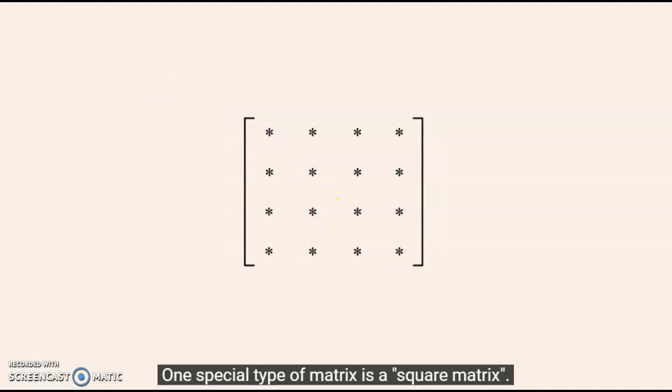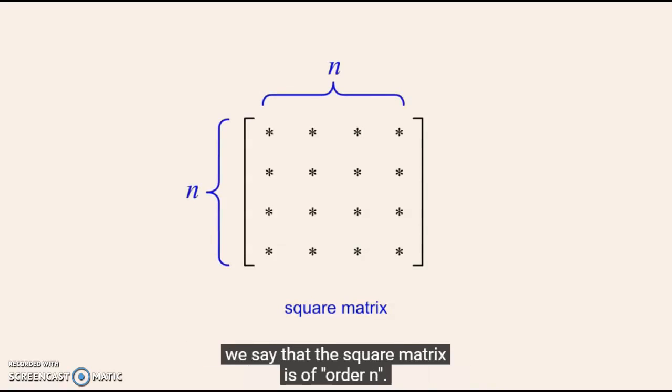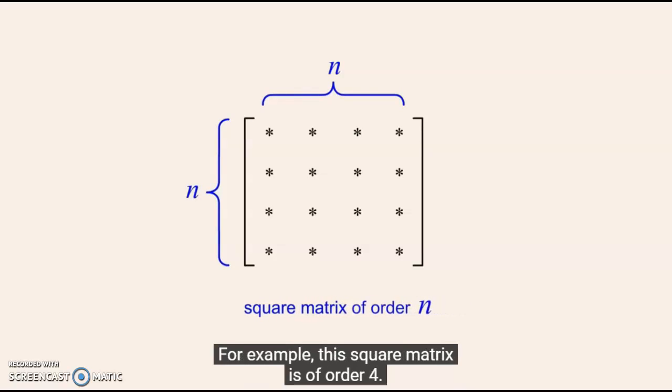One special type of matrix is a square matrix. Square matrices have an equal number of rows and columns. If the number of rows and columns in a square matrix is n, we say that the square matrix is of order n. For example, this square matrix is of order 4.